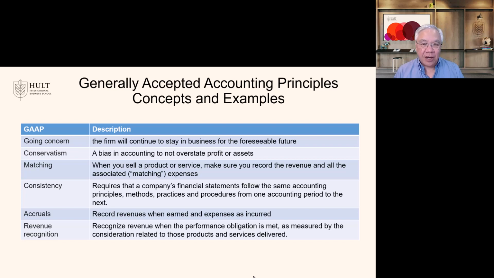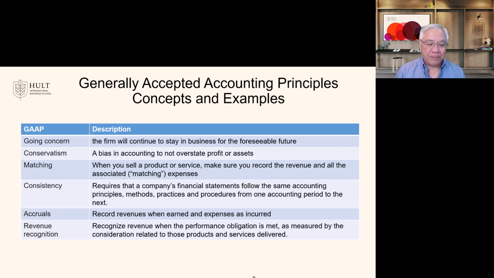One thing we were taught in auditing was never overstate an asset or understate a liability, because both of those would lead to problems where you're essentially misleading the user of the financial statements. Third is matching. This is when you sell a product or service, make sure that you record the revenue and all the associated or matching expenses. Consistency requires that a company's financial statement follow the same accounting principles, methods, practices, and procedures from one accounting period to the other. Accruals is where we recognize revenues when earned and expenses as incurred.